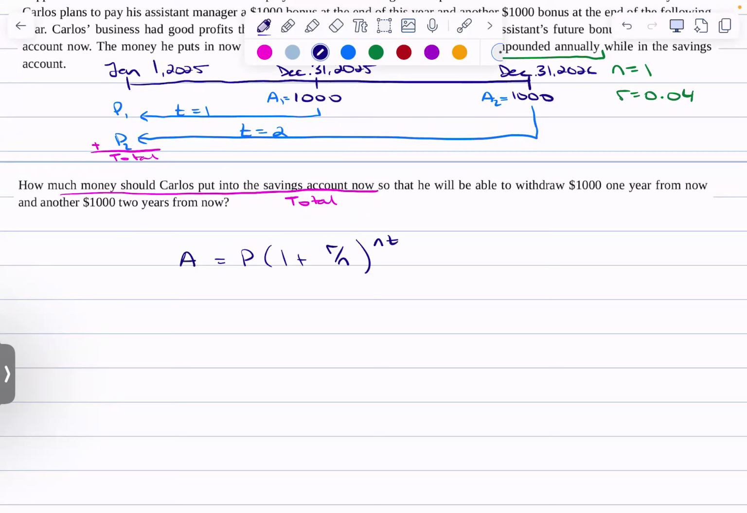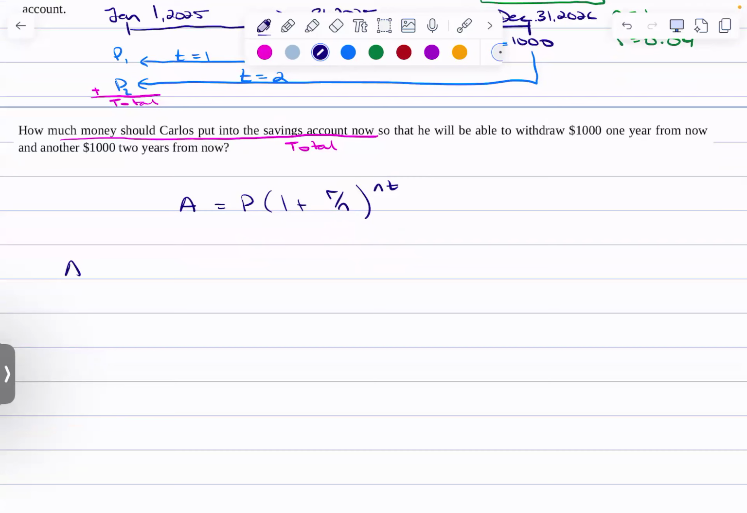And we can work with the first principal amount, P1, and then we can work with the second principal amount, P2, solving for P in both scenarios, right? The A is going to stay the same, right? We force the A to be $1,000 each time. And so A1 is P1 times 1 plus R over N to the N times T.